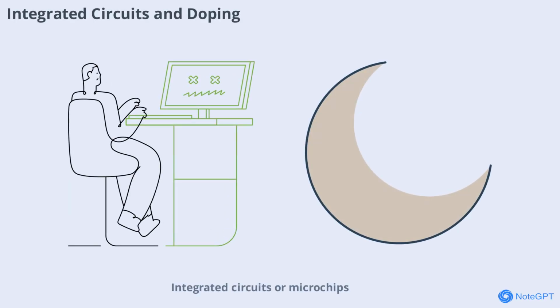Integrated circuits or microchips contain millions or even billions of tiny transistors and other components. Doping is used throughout the manufacturing process to create the various regions needed for each device. The ability to precisely control doping at such a small scale is what makes modern microchips possible, enabling the incredible performance of today's computers and smartphones.